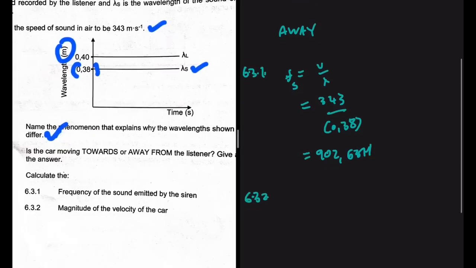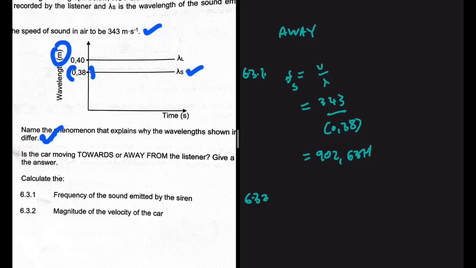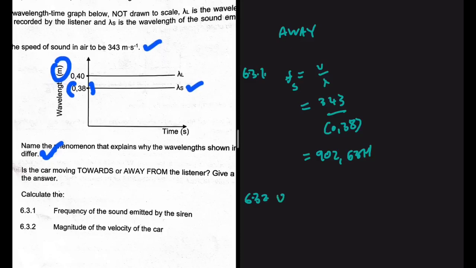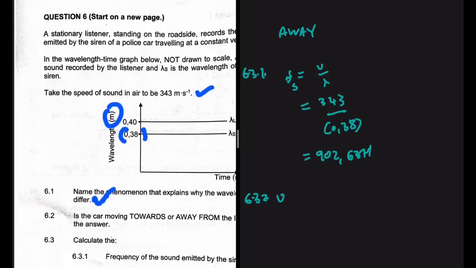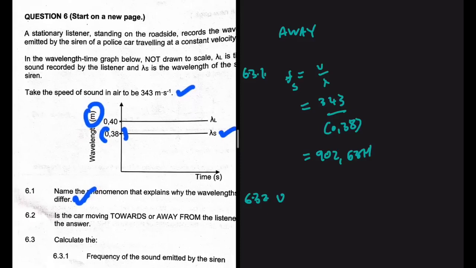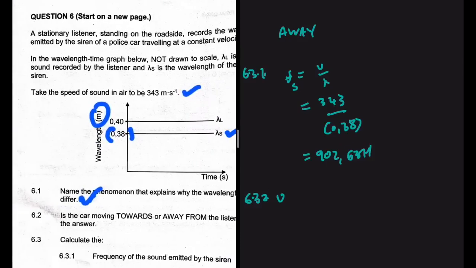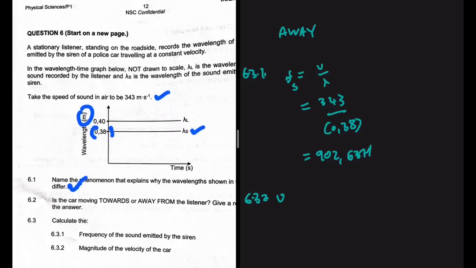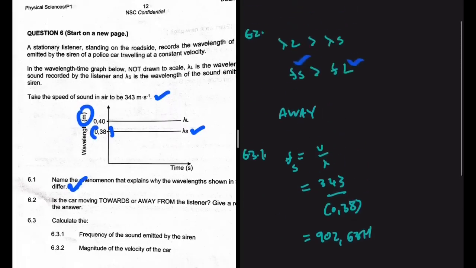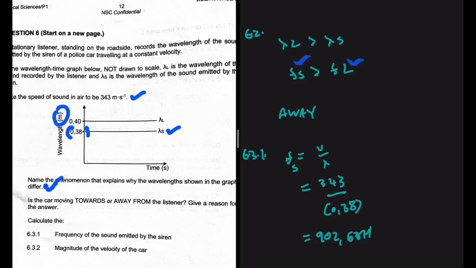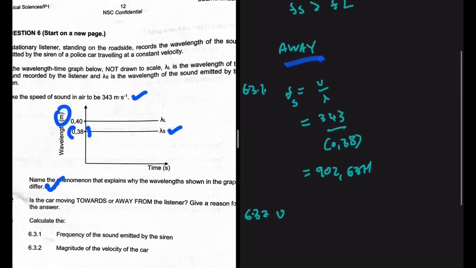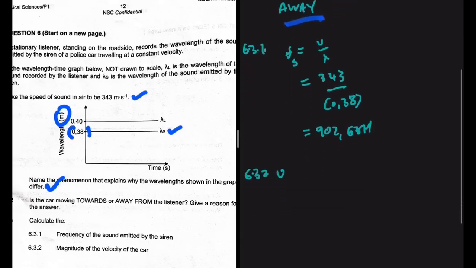6.3.2, magnitude of the velocity of the car. That is actually the last question in question 6. So we are looking for the velocity of the car. Is the listener the one who is stationary, or is the car, our sound source, the one that is stationary? Let's go through our question statement again. A stationary listener. Okay, so the listener is stationary. It is the car that is moving away, right? So the answer here is still away, but it is actually the sound source that is moving and not the listener. The listener is stationary. It's the sound source that is moving away.